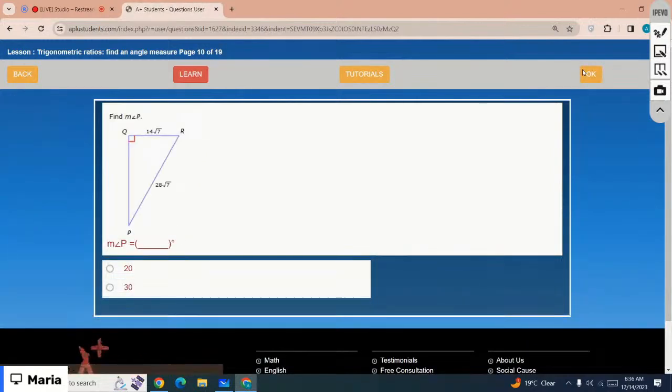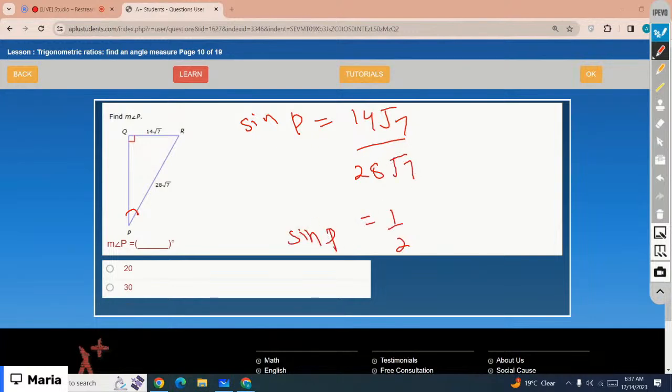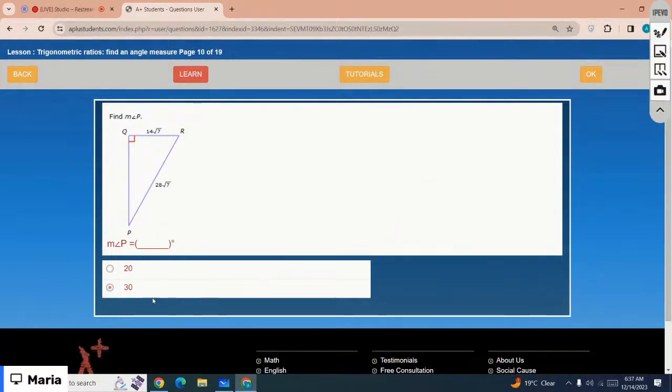Okay, the next one is measurement of angle P. So here is P. Let's see which ratio: sine of angle P. That is 14 square root 7 divided by 28 square root 7. So you're left with just 1 over 2, right? So just calculate sine inverse of 1 over 2. That would be 30 degrees. So the correct option is 30 degrees.